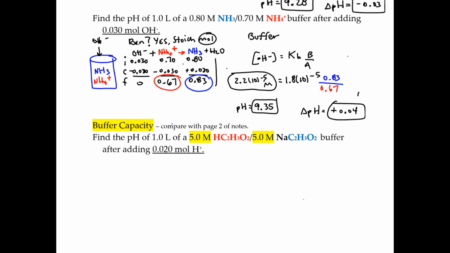Lastly, we're going to talk about buffer capacity. Buffer capacity refers to how much could you add to the buffer in order to not ruin the buffer. So let's take a look at this buffer. It's exactly the same as we did earlier in the notes, except now we have a 5 molar and a 5 molar instead of the original one on page 2 of the notes where we had a 0.5. So 0.5 was on page 2. We'll compare that in a moment.